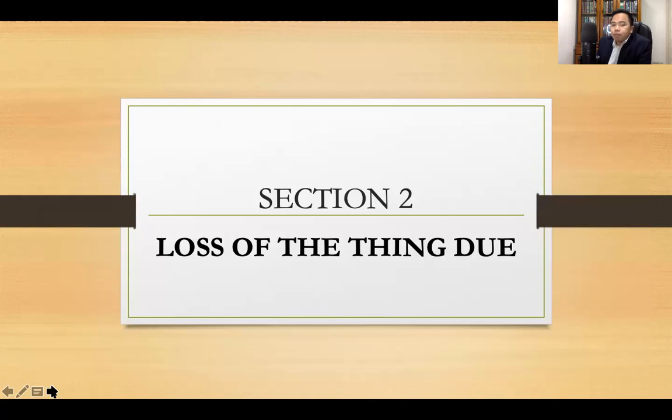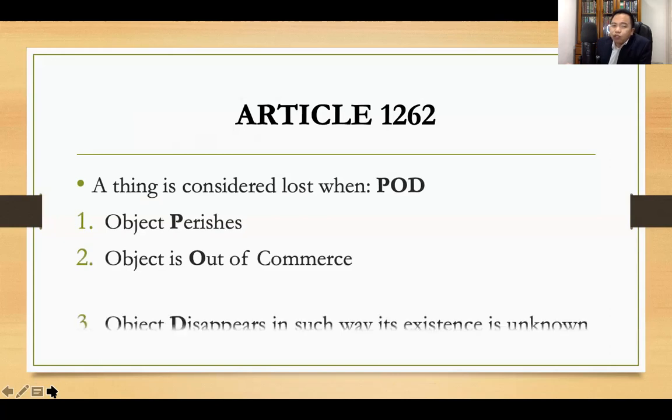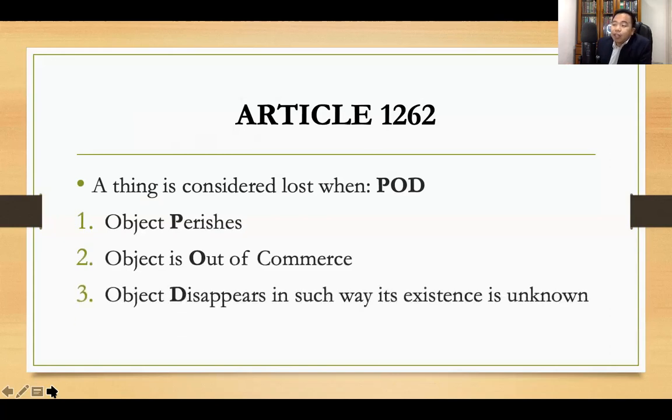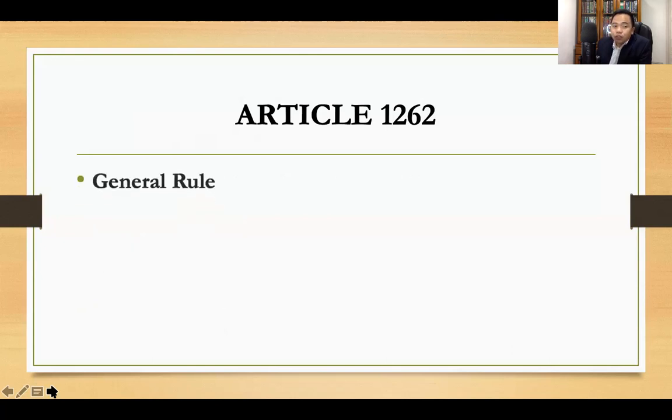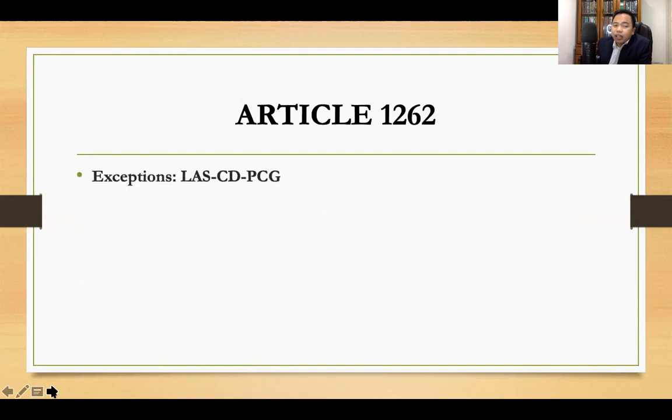Okay. Section 2, loss of the thing due. This is pretty much straightforward. A thing is considered lost when it perishes, when it goes out of commerce, when it disappears in such a way that its existence is unknown. As a general rule, the loss of the thing extinguishes the obligation.